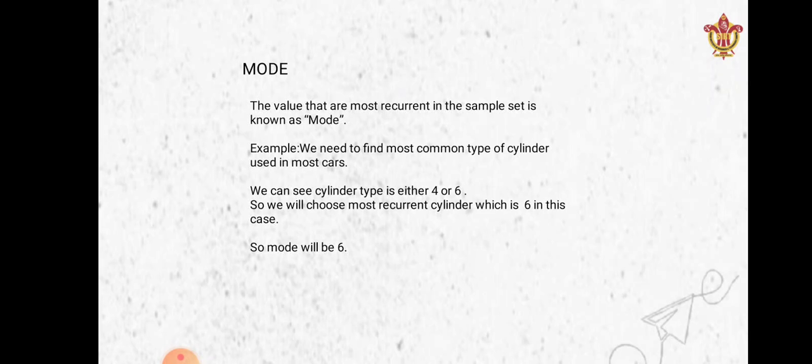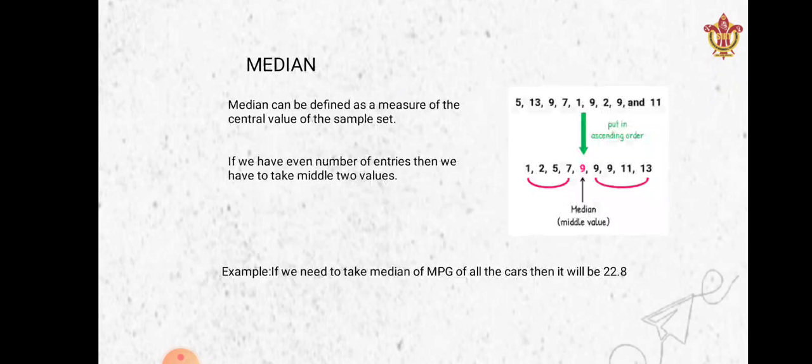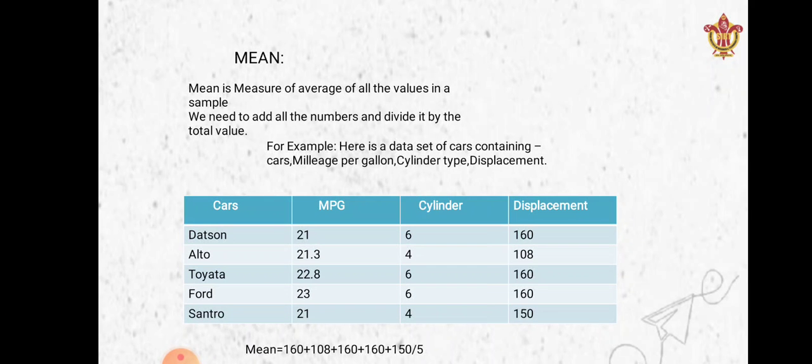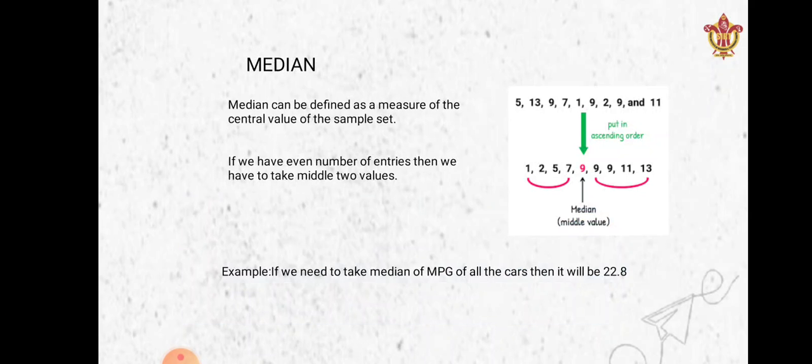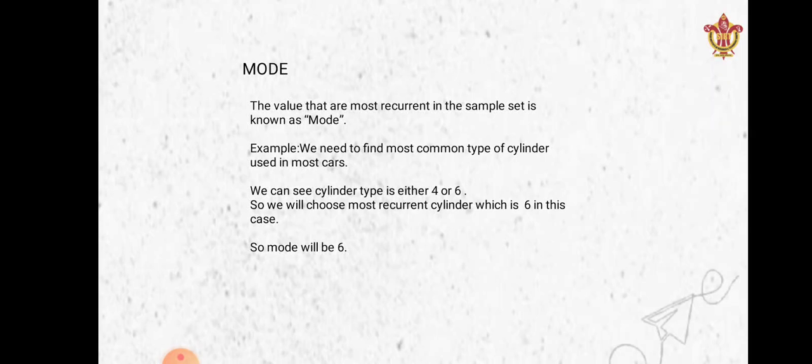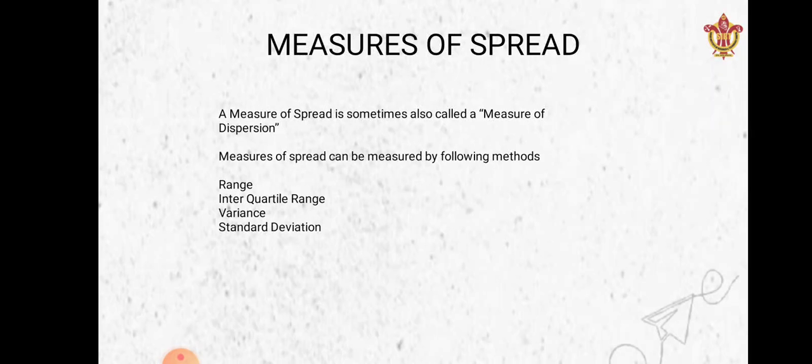Suppose we want to find a common type of cylinders used in most cars. If we go back to the example, the cylinders are 6, 4, 6, 6, 4. Right, so the common type of cylinder is 6, because 6 has been used 3 times and 4 has been used 2 times. So the mode of this particular question will be 6, because 6 is occurring more as compared to 4.